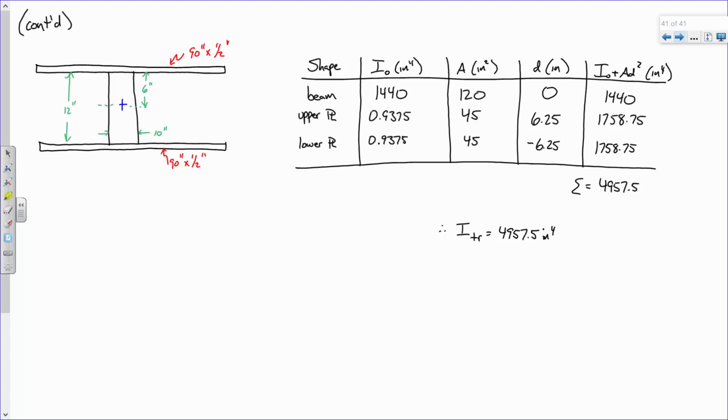Everybody okay with that? Now, what I want you to do is compare this against 1440. Remember, 1440 was the moment of inertia of the beam by itself. And the 4957 is the moment of inertia of the beam with those steel plates. So you can see that those steel plates served to bump up that moment of inertia quite a bit. And if it's bumping up the moment of inertia, it's going to ultimately increase its stiffness and its response to bending. Everybody okay with that? So far, so good?